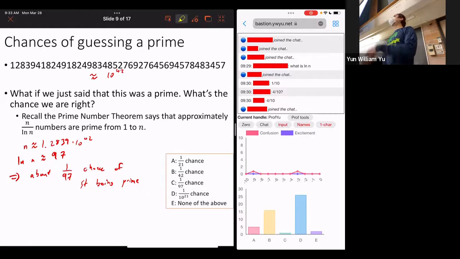Which brings us to probabilistic primality tests. So maybe even if you don't know that the number is prime, maybe you can guess, maybe you can figure out that it's probably prime, and this is good enough. And this is in fact what computers do. It's really hard for computers to figure out if the number is actually prime, but they can guess a number and then say it's probably prime.